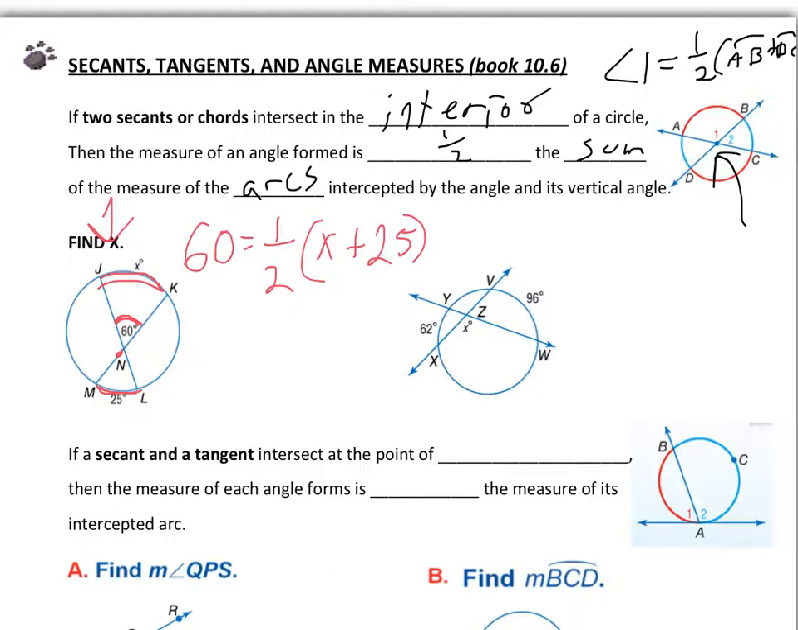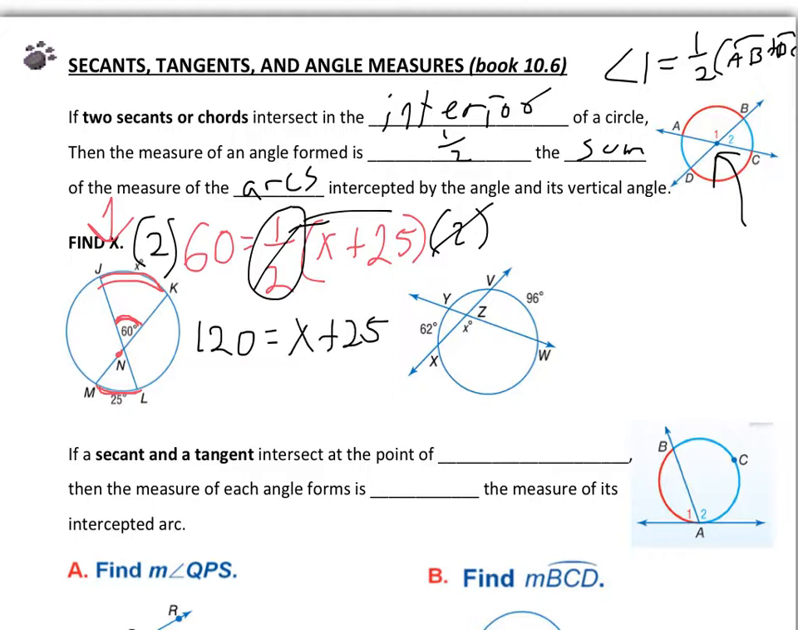Instead of distributing this 1/2, which we could do, it's much easier to multiply both sides by 2. 60 times 2 is 120. And when we multiply 1/2 by 2, it cancels them out. It equals 1. So we end up with x plus 25. We'll subtract 25 from both sides, and we end up with x equaling 95 degrees. So that's the measure of arc JK, or x.